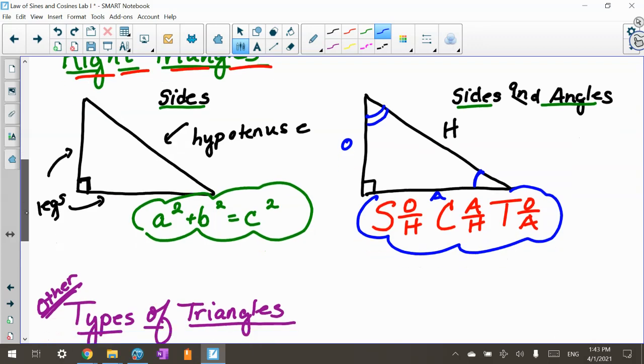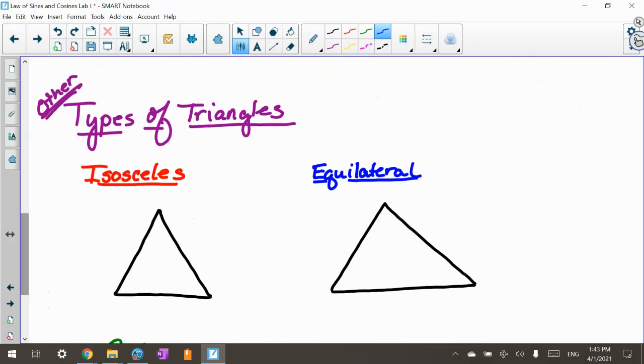Okay. The last bit of stuff we already know is other types of triangles. The first one is isosceles. Isosceles has two congruent sides, and when I say congruent, that means they have equal measure. That's what the little tick marks here are. Because these sides are congruent, the base angles are also congruent. So don't forget about that. They call these base angles, and I know they're going to be congruent because the sides opposite are congruent.